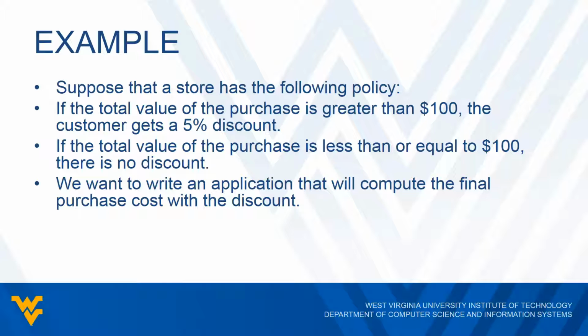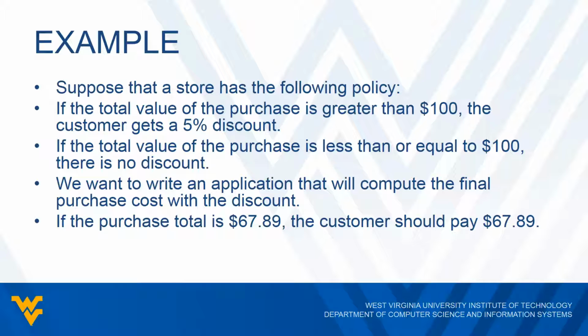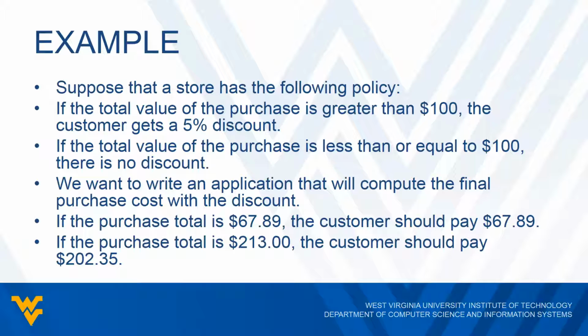For example, if we make a purchase and the total is $67.89, there should be no discount. So the customer should pay $67.89. But if the customer buys a bunch of stuff that comes to $213, then the customer should get a 5% discount. So the customer will have to pay $202.35.